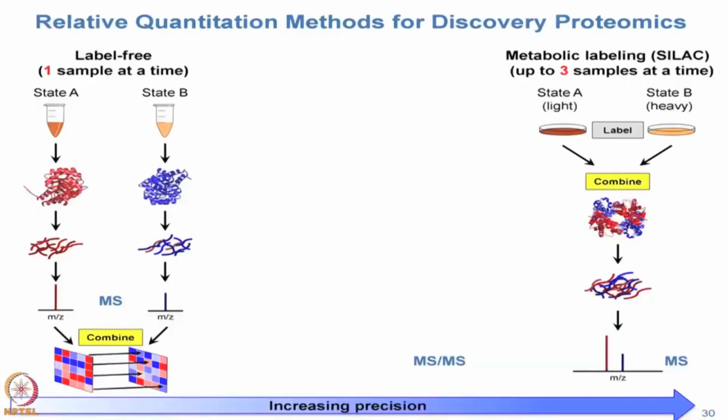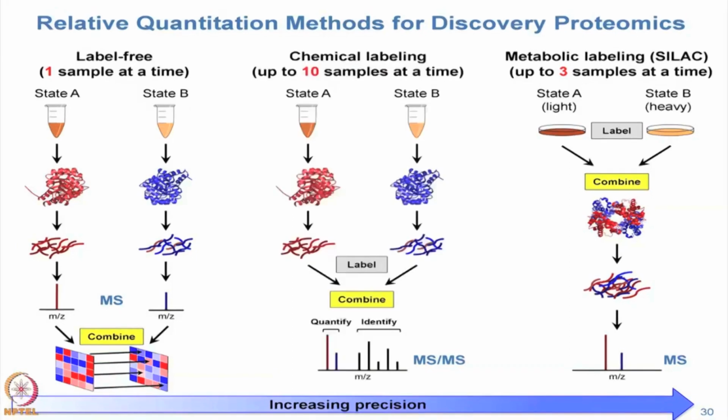What sort of experimental design considerations should you put into this? I'm going to show you three different techniques. One is called label-free, where you basically combine the samples at the end. Then I'm going to show you two labeled techniques. One is SILAC, stable isotope labeling of amino acids in cell culture. And the third one is TMT or iTRAQ, where you're using a chemical labeling agent.